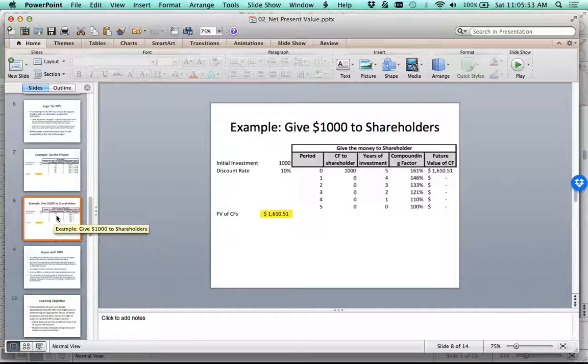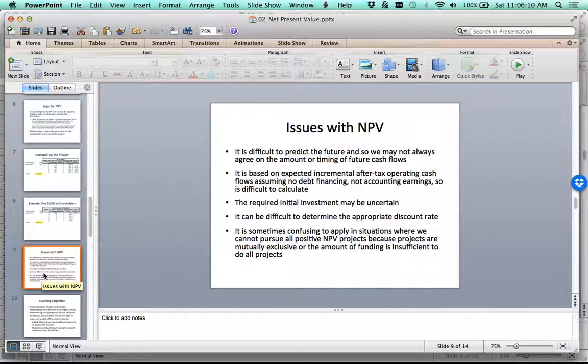Okay. Now, the difference between those two values is basically the difference between doing the project or not. And so we think we're adding value by doing the project. And in fact, that's the way that the rule works. So if it's such a good rule, why is it that not everybody uses it? And in fact, not everybody does use it. So, let's think about that.